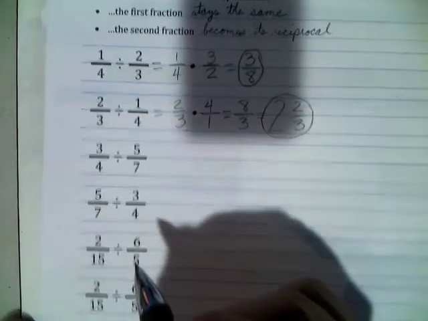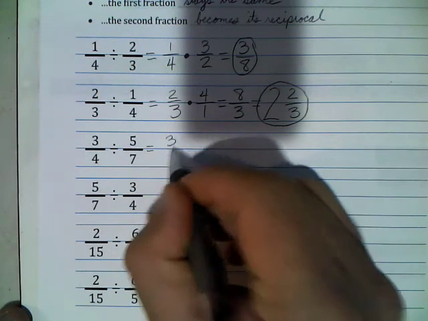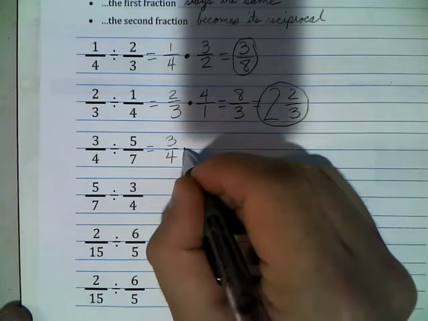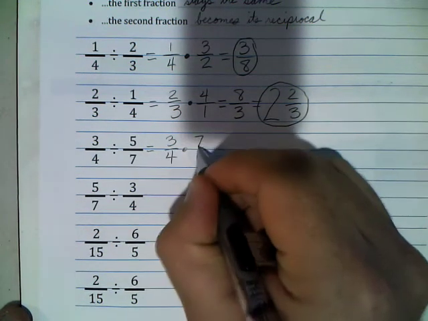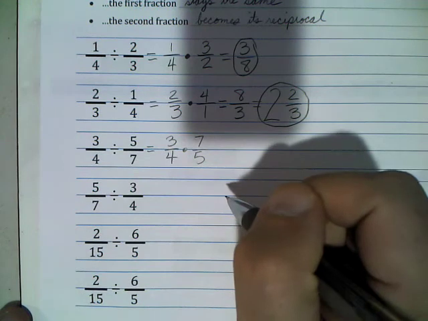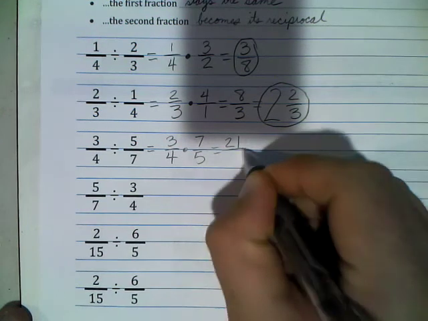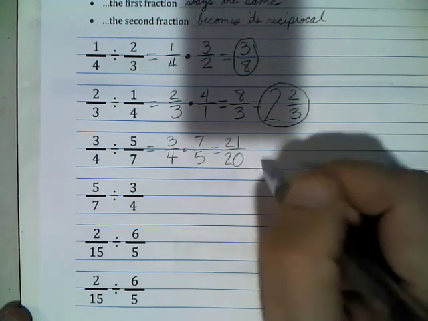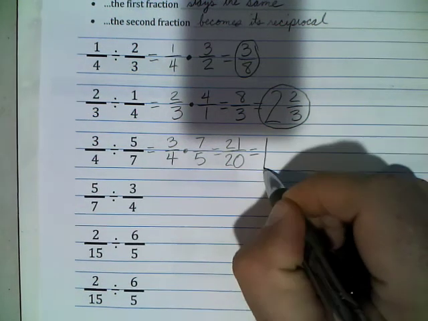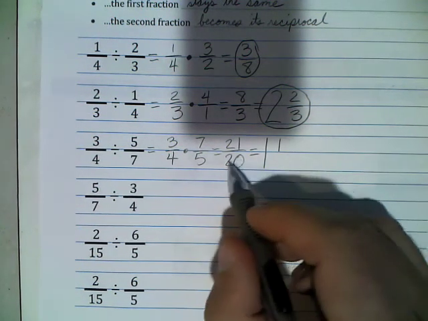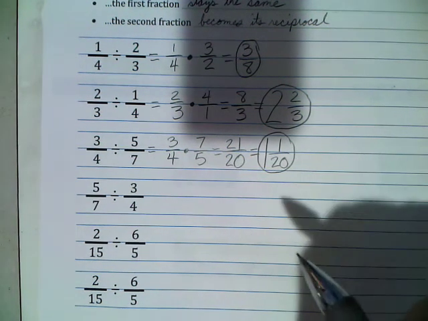Next one, 3/4 divided by 5/7. First fraction always stays the same. Times second fraction becomes its reciprocal. And once again, I can't reduce anything, so 3 times 7 is 21. 4 times 5 is 20. Now that is an improper fraction. 20 goes into 21 once with 1 left over, and remember denominators are stubborn, so it's still going to be 20ths. So 1 and 1/20.